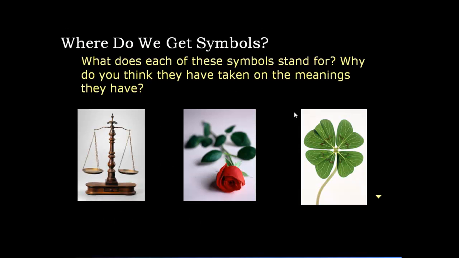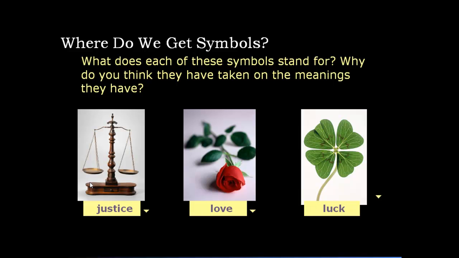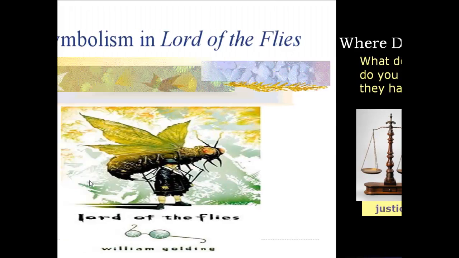Where do we get symbols? We sometimes get them from everyday life, and some of the meanings of symbols are inherited from generations. For example, the scale here represents justice, the red flower represents love, and this plant represents luck. These are universally known and have been there through the ages.